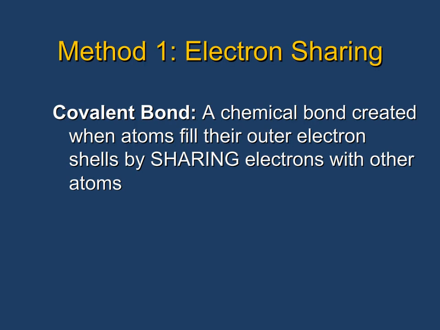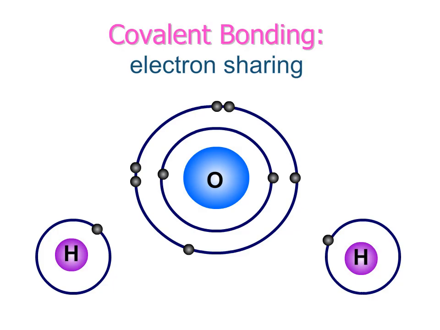So there's 2 different types of chemical bonds we're going to talk about: covalent bonding and ionic bonding. The first of these methods is called covalent bonding, and it basically involves the sharing of electrons. A covalent bond is a chemical bond created when atoms fill their outer shells by sharing electrons with other atoms. For example, let's take a look at hydrogen and oxygen.